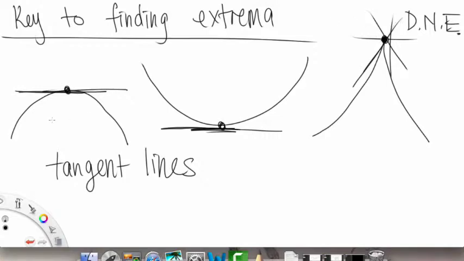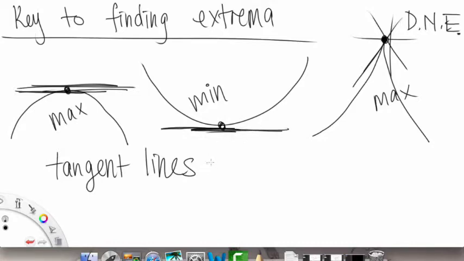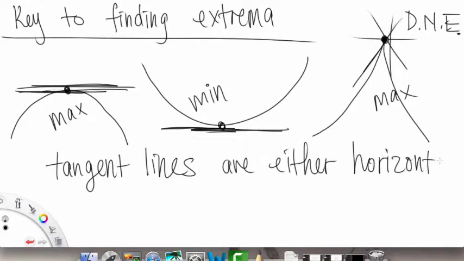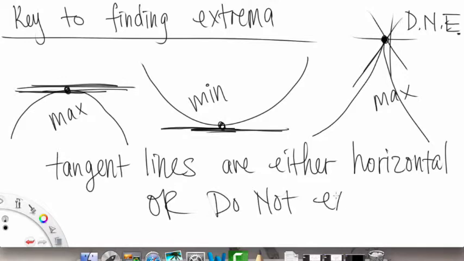Okay. Well, this one here. I'll just label them minimum, maximum, and then another maximum, just so we know. And anyway, for these two though, the tangent line is actually horizontal, right? So tangent lines are either horizontal, or they do not exist, right? So what does that mean?